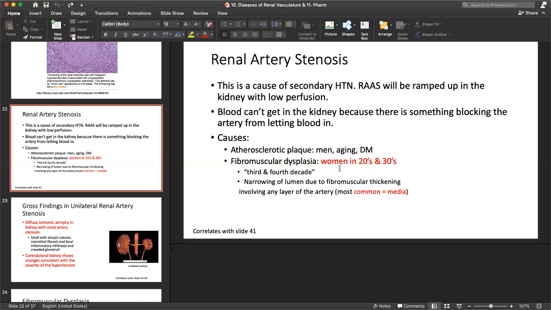you struggled with that. Okay, so we're going to have narrowing of the lumen due to fibromuscular thickening involved in the layer of the artery.